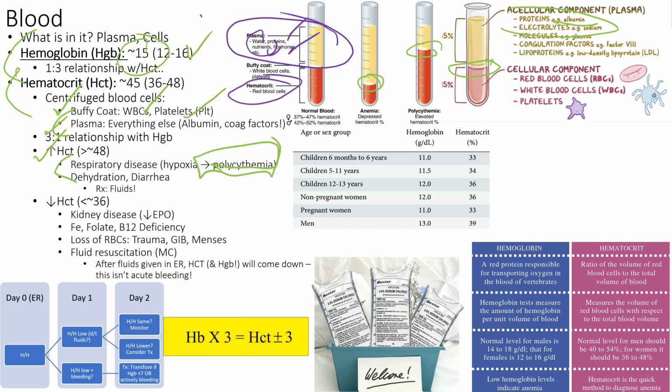So respiratory diseases like chronic respiratory disease, where we have chronic hypoxia, that's going to make us spew out more RBCs, and therefore our hemoglobin and hematocrit go up or down? If I'm making more RBCs, they're going to go up, right? So that would be in respiratory disease, right?